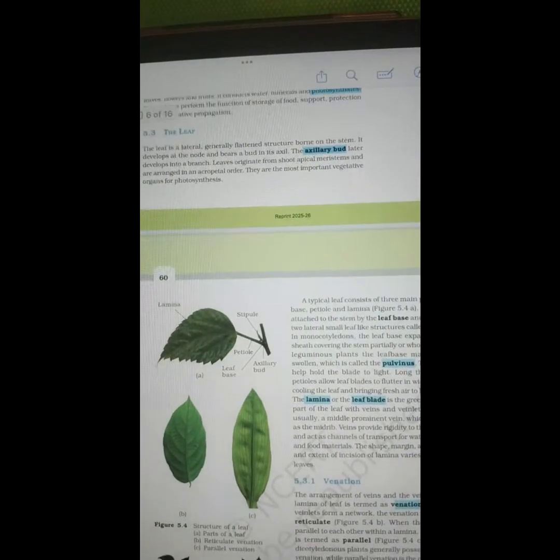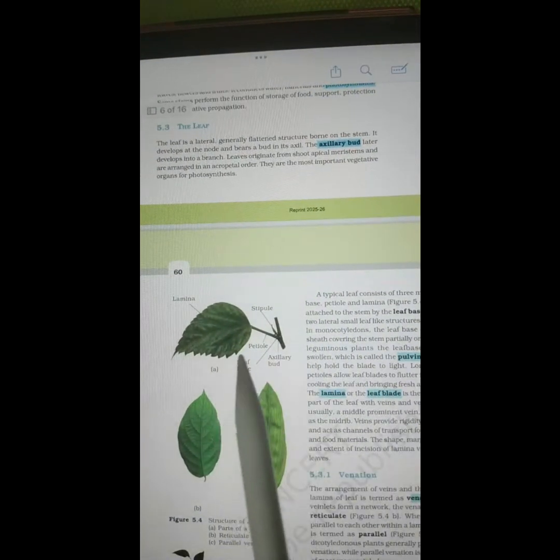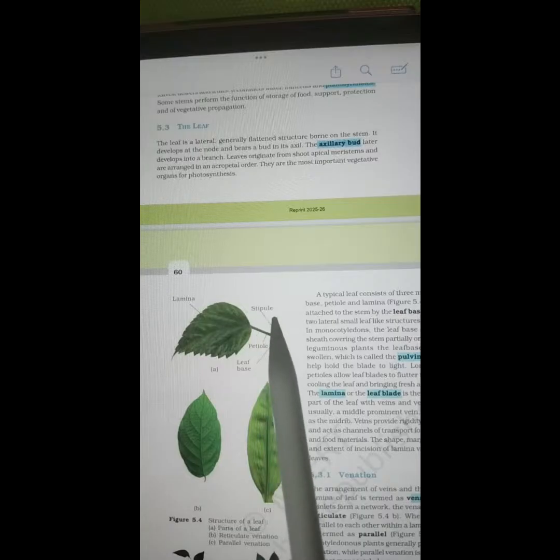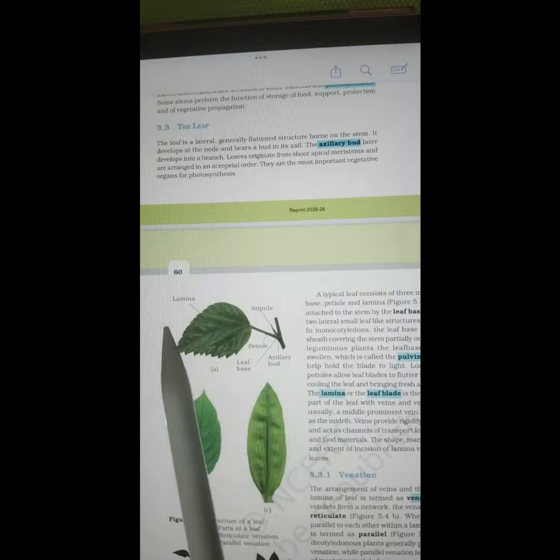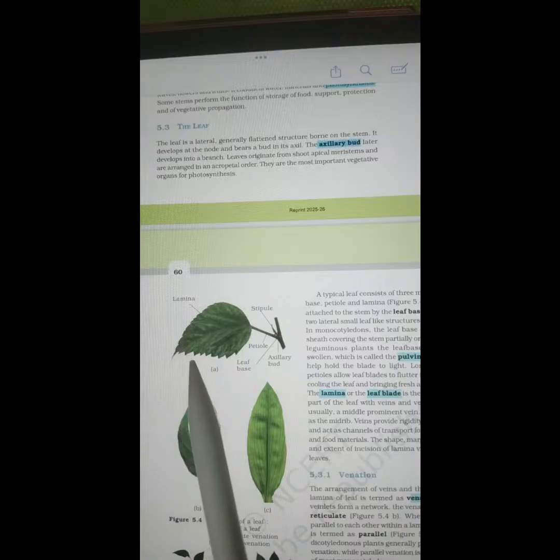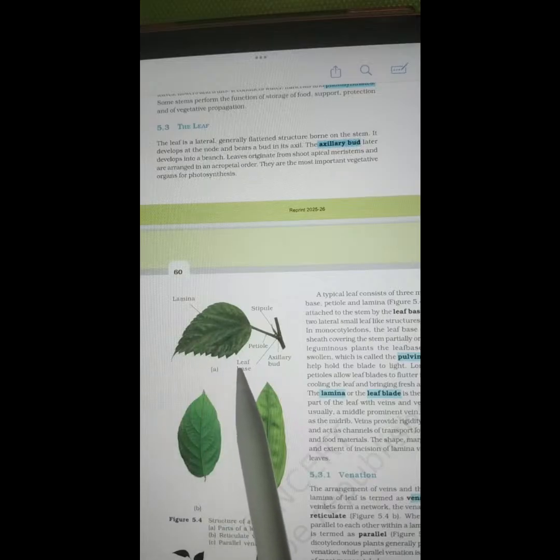Axillary bud, okay? As we move to the next part, these are the various parts of the leaf that you need to say well. These are stipule, petiole, axillary bud, and lamina. Lamina is the expanded portion of the leaf that basically helps in photosynthesis.